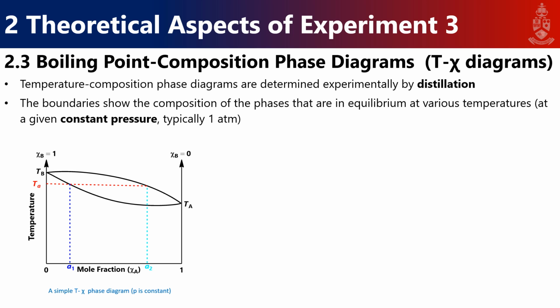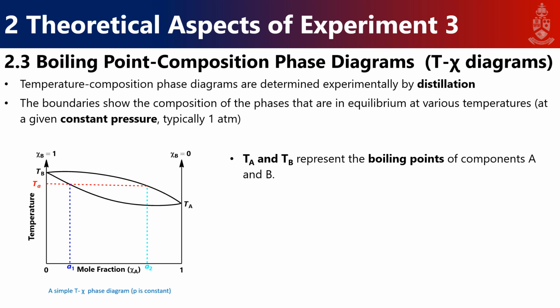Now, if I look at this phase diagram, you will see that the boundaries here will show the composition of the phases that are in equilibrium at various temperatures, or at a specific temperature and a constant pressure. So this whole diagram is constructed at a fixed or constant pressure, typically 1 atmosphere, because that will be atmospheric conditions. Now, the first thing I want to show you, so you have a temperature versus mole fraction diagram, is that TA and TB on this graph represent the boiling points of your components A and B.